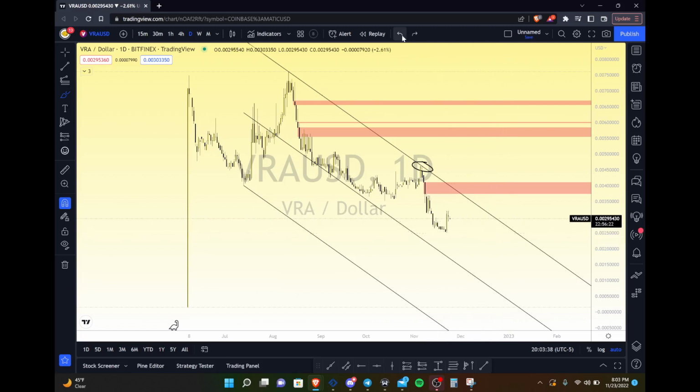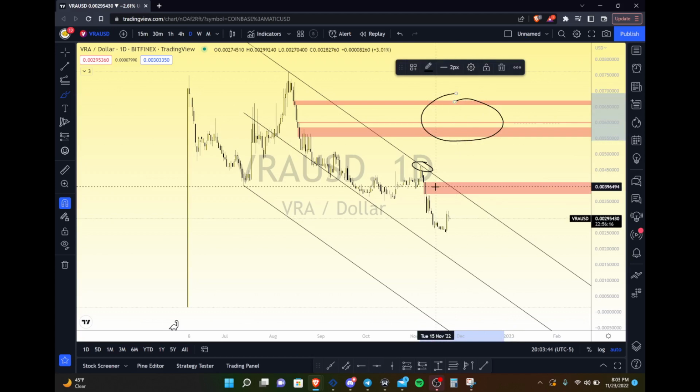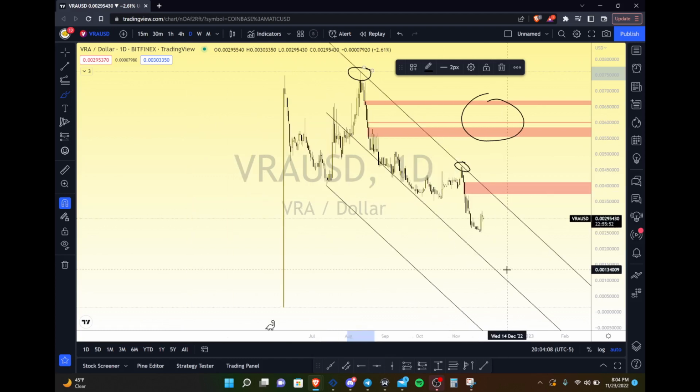But I do think once we do break this channel, these levels up here are what you want to look for to either take some profit or look to potentially open up a short. But keep in mind, ultimately, it breaking to these levels is bullish, and the retracement, if there is going to be a retracement, has to be with a bullish bias. And these all-time highs are ultimately going to be targeted one way or the other. Okay? All right, everyone, that's it for VRA.